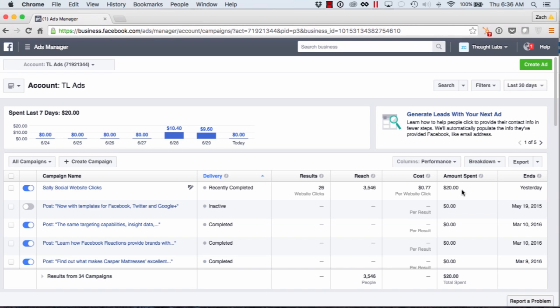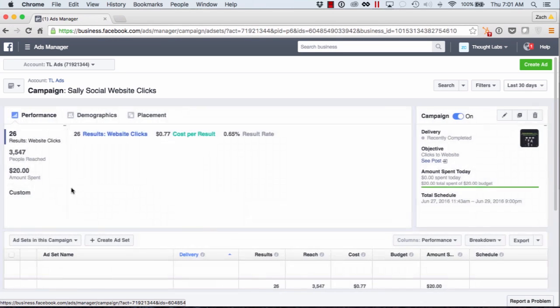You can see how much you've already spent on your campaign. We've already maxed out our budget. And you can also see when your campaign ends. Our campaign is already over, but if yours is still running, then obviously the future date that your campaign ends will show up here. And so now that we've looked at these, we'll take a closer look at our campaign.